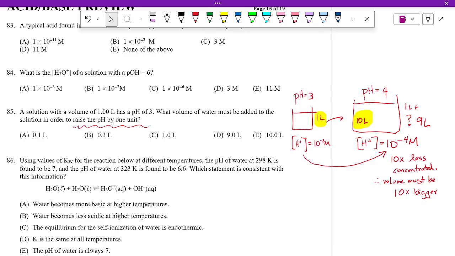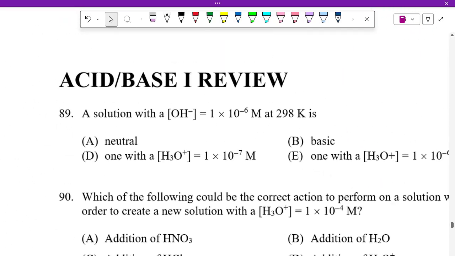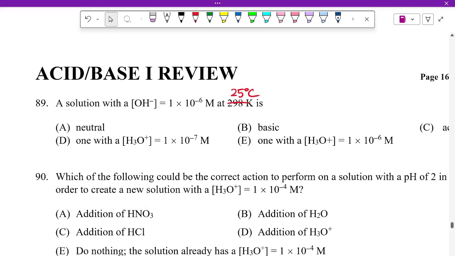Number 89. Oh, this one might be due to the 298K, 25 degrees Celsius. Number 89. So if we have a concentration of OH minus of 1 times 10 to the negative 6 molar at 25 degrees Celsius, is the solution neutral? Is this acidic, basic, or neutral?